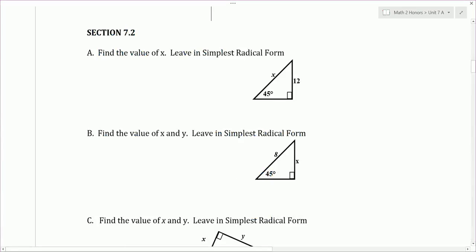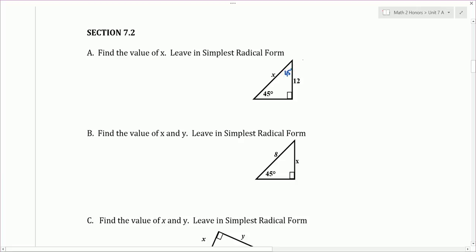This is section 7.2. And part A, we're asked to find the value of x and to leave that value in simplest radical form. We're given a right triangle. This is a 45, 45, 90 right triangle.